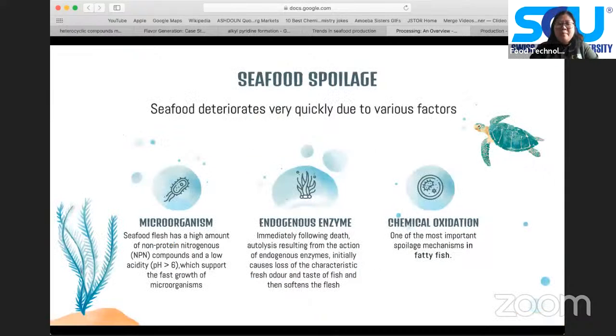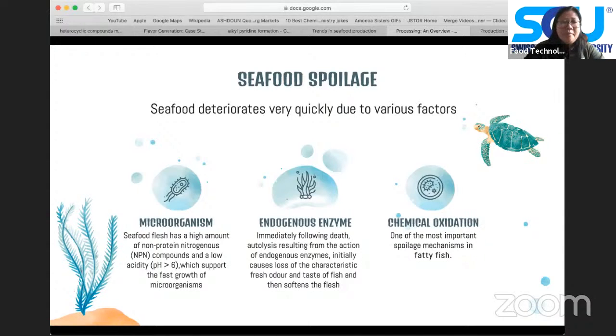Now, before we begin, we should bear in mind why we process food. This is because we want the food to be safe from spoilage and also from contamination. First, we will talk about seafood spoilage. You know that seafood deteriorates very quickly due to various factors.